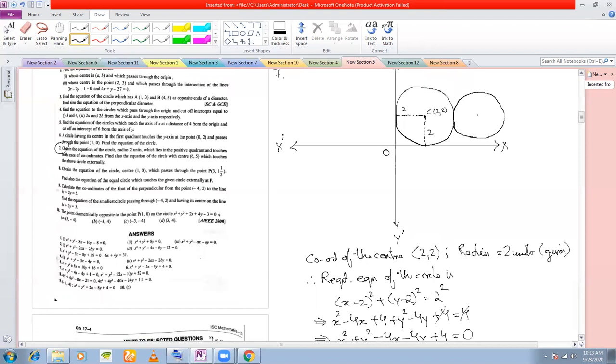Radius is not given. The center of the circle that is given is (6, 5). This circle with center (6, 5) touches this circle externally. The question here is to find the equation. The center is given. What you only need is the radius.